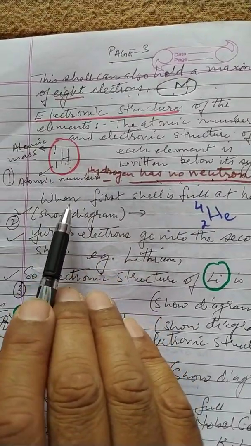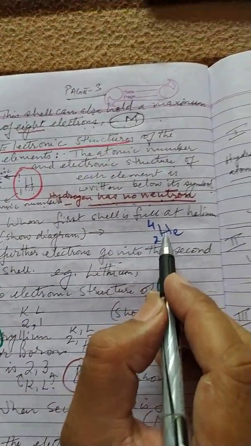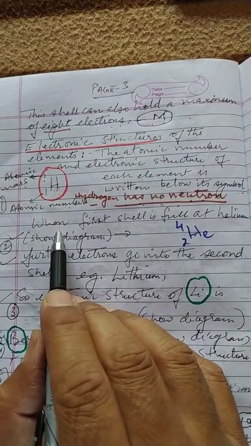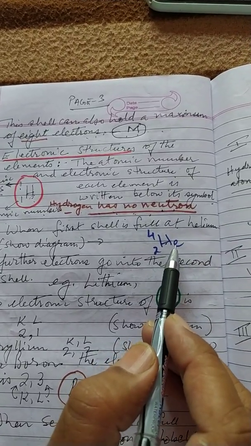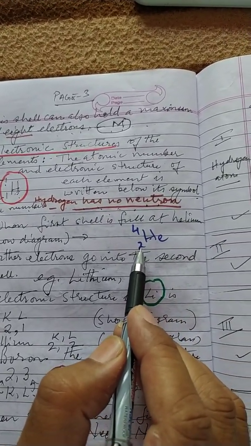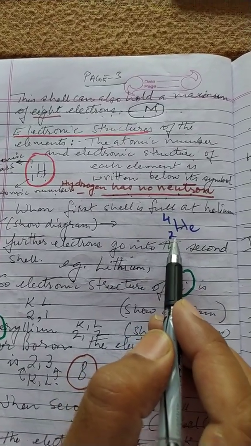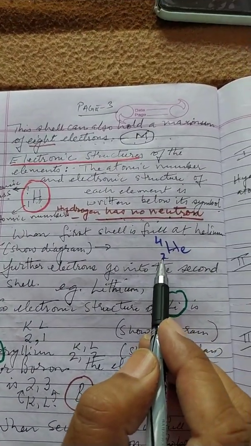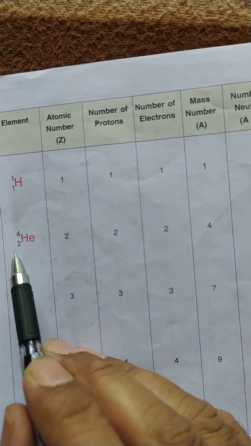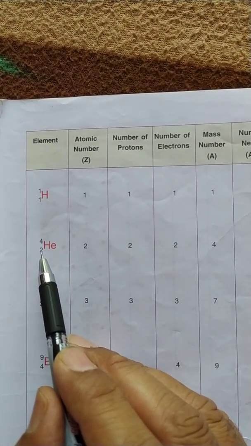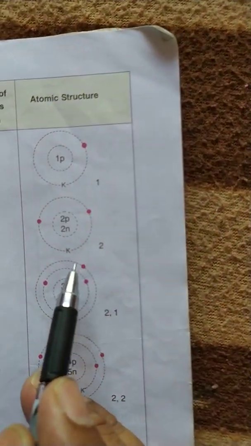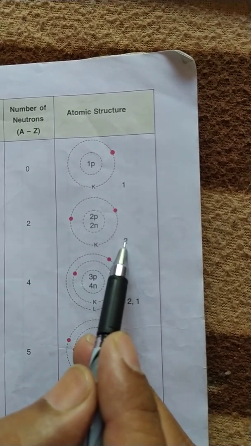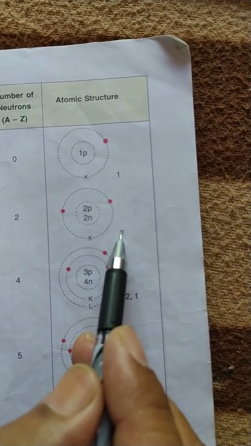Then let us come to helium. Helium is the next element after hydrogen, and we see that when the first shell is full at helium, the first shell can contain, we know, a maximum of 2 electrons. It cannot have more than 2 electrons. So let us see in the diagram here, helium shows 2 written on the lower side as atomic number, 4 is atomic mass, and we see that in the K shell or the first shell only 2 electrons can be accommodated.